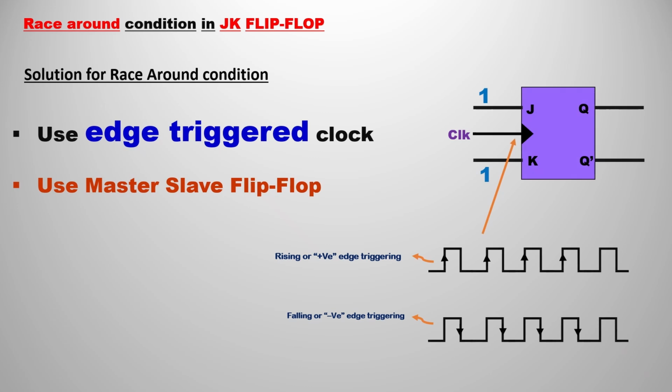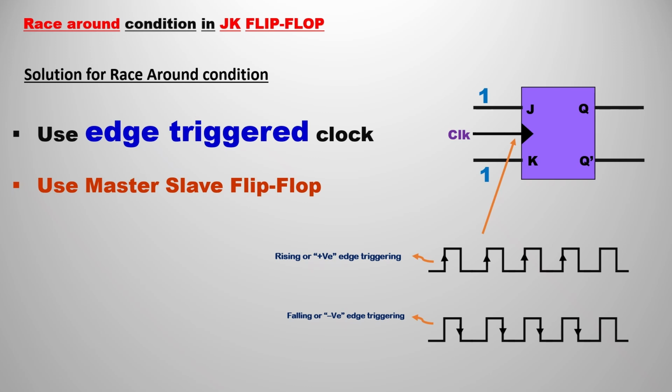So, the solution for race around condition. How can we avoid the output changing multiple times in a single level? Instead of using level triggering, just use an edge triggered clock. Simple. The second solution is to use a master slave flip flop to avoid the race around condition. If you have only a JK flip flop, then to avoid the race around condition you can use edge triggering.